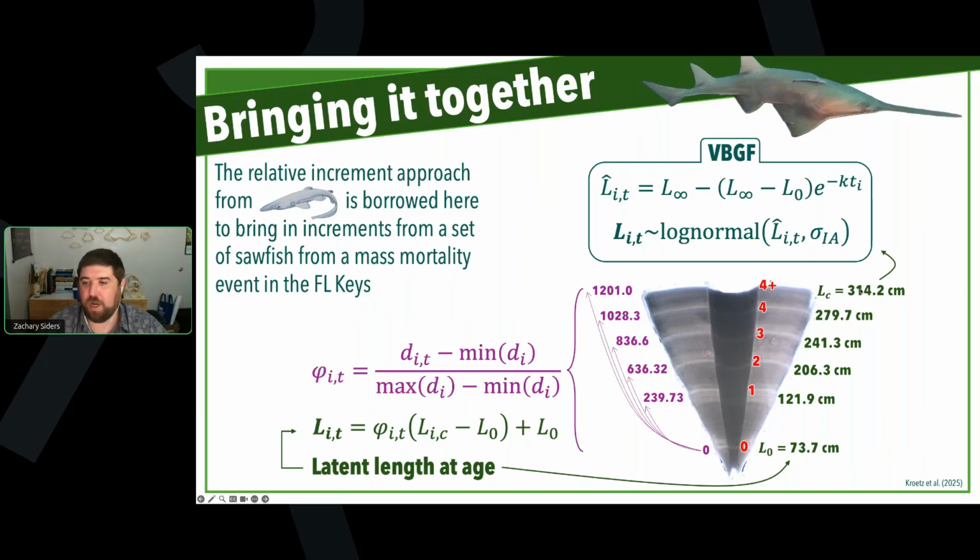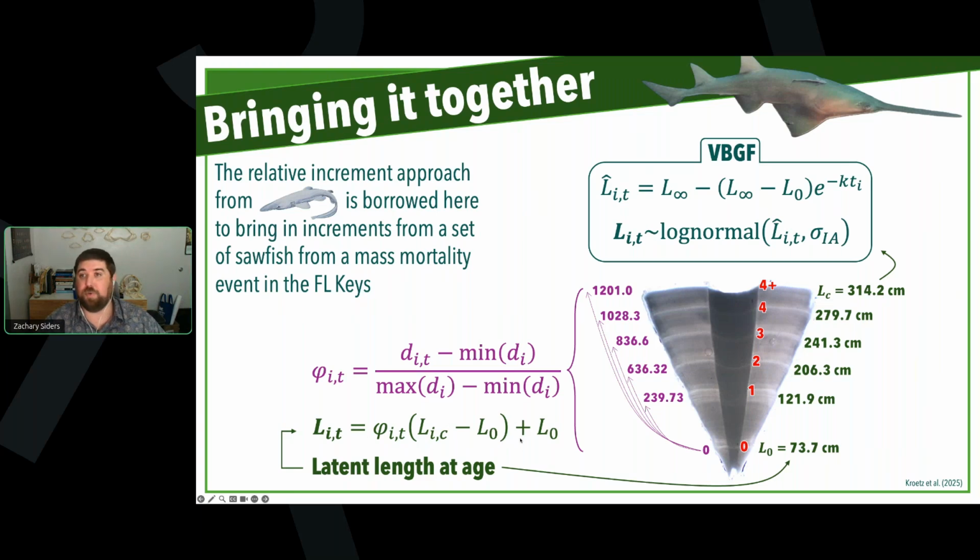We're basically trying to back calculate between the capture size and the birth size. But again, we're estimating that birth size within the model, and so we want to pass any uncertainty in the birth size into that back calculated length at age. What we do is measure the increment distance, where we're literally clicking all these bands and measuring them in pixels. We then convert those pixels into a relative increment based off of the edge and the birth band. Then we can use that relative increment in our back calculation.